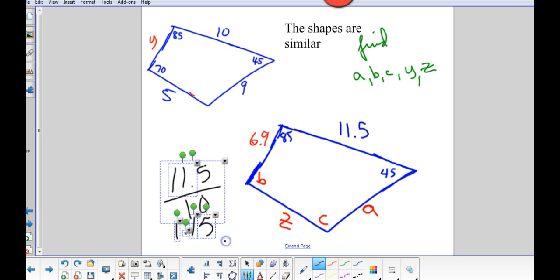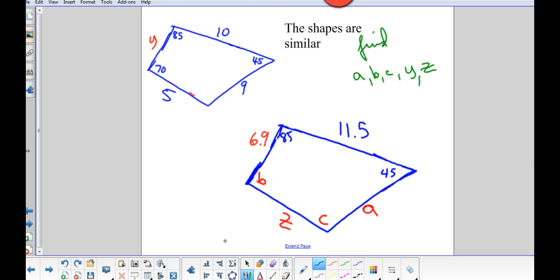I want you to go ahead and find A, B, C, Y, and Z. B and C are angles, and A, Y, and Z are sides. Okay, so take a couple seconds, pause this, and find those 5 items, and then we'll go over those.